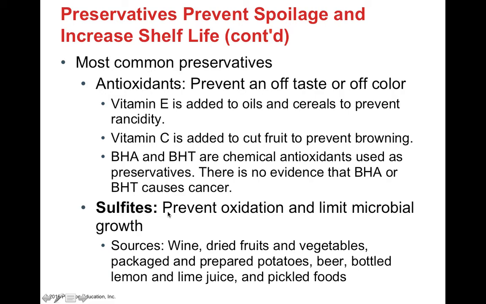Sulfites can also help prevent oxidation and limit the growth of microbes on the surface of your food. Some sources of sulfites are going to include things like wine, dried fruits and vegetables, packaged potatoes, beer, and bottled lemon and lime juices, as well as pickled foods.